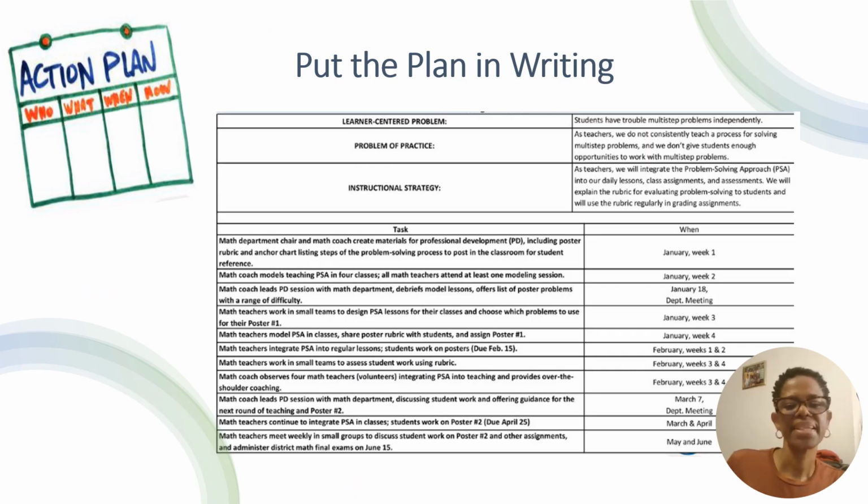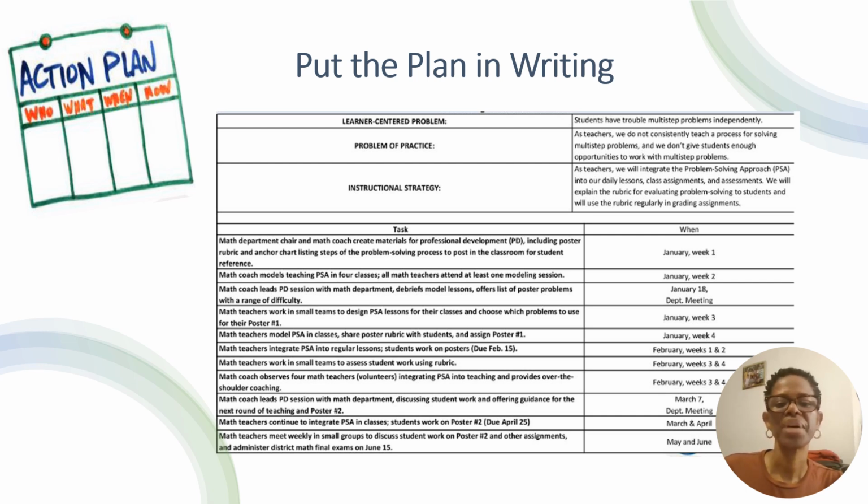So your next step is putting your plan in writing. You want a clearly detailed, a clearly outlined plan. And in developing that action plan, you are going to consider factors such as who, what, when, and how. And here is a sample of what a plan looks like.